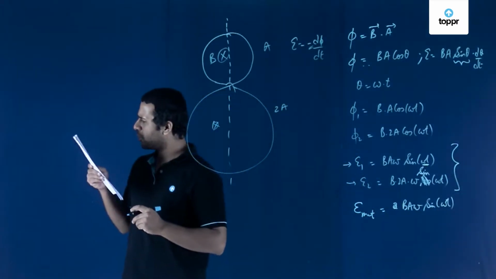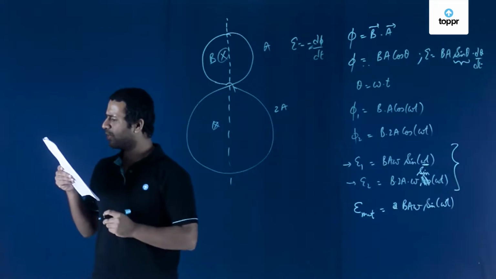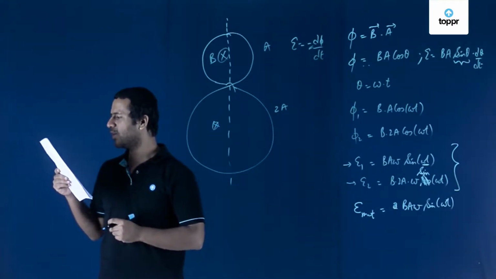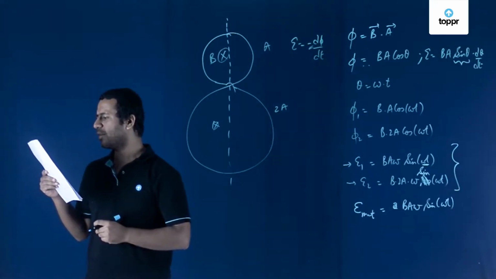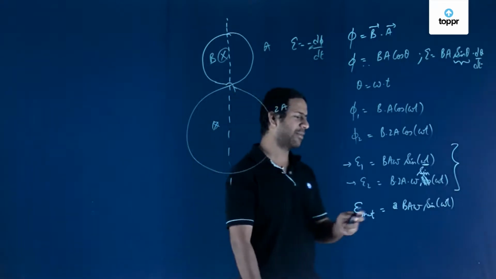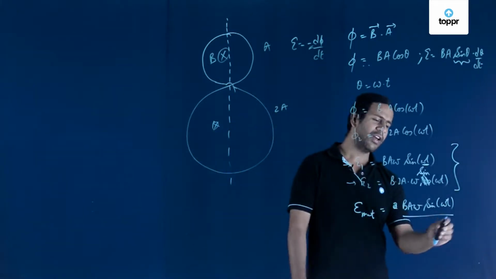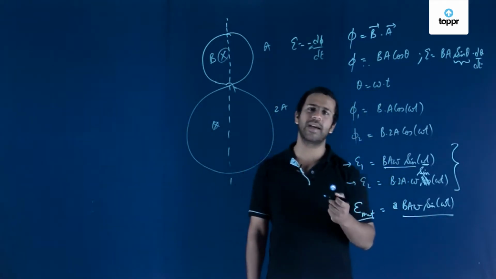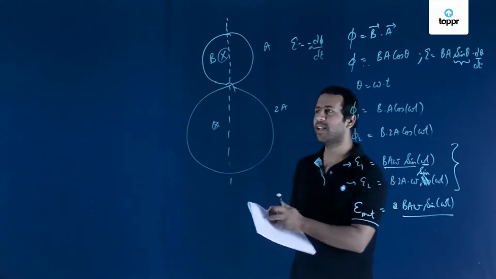Right, then comes option A, which says the amplitude of the maximum net EMF induced due to both the loops is equal to the magnitude of maximum EMF induced in the smaller loop, which happens to be true. E net is BA omega sine omega t, and in the smaller loop you also have BA omega sine of omega t. So both of them are equal.